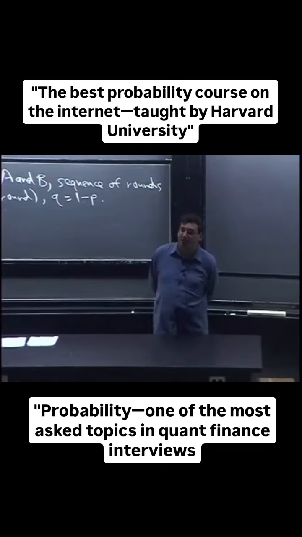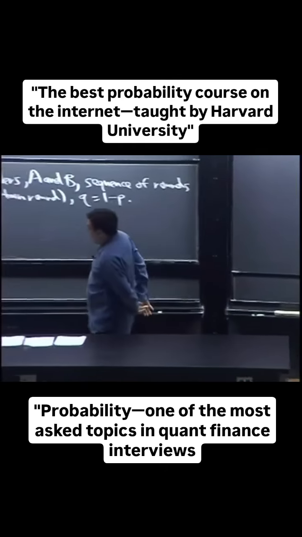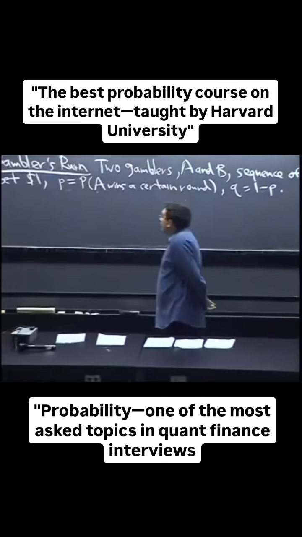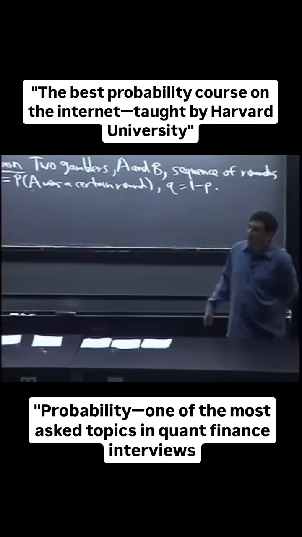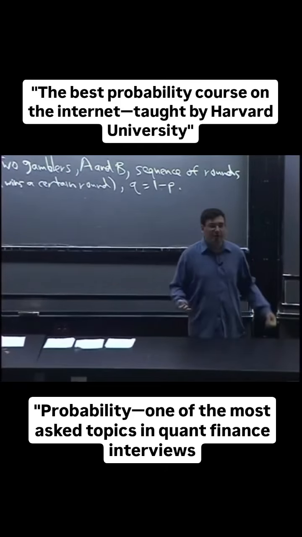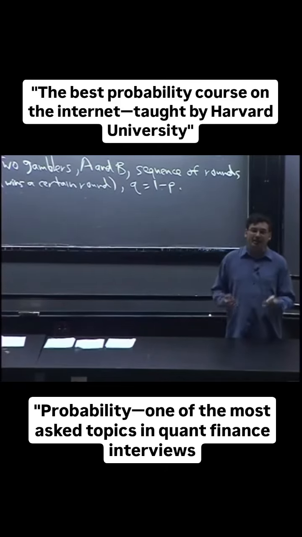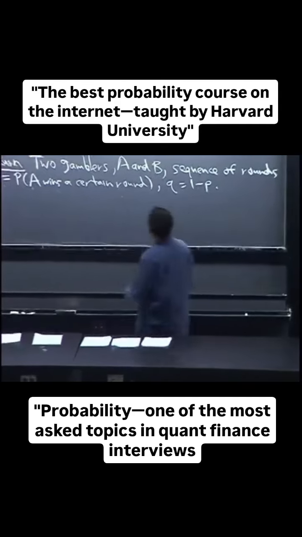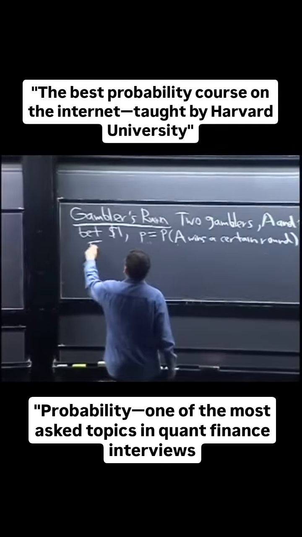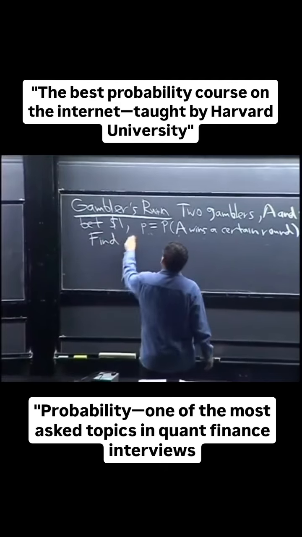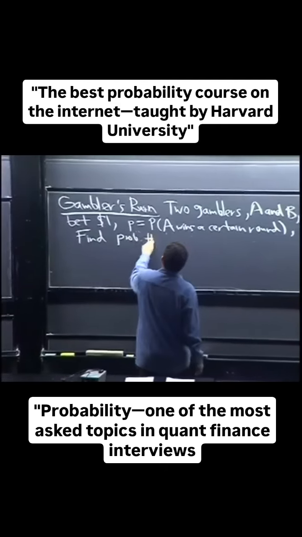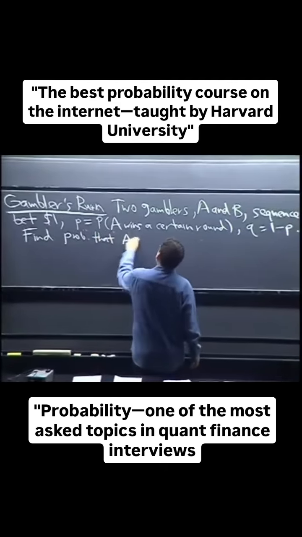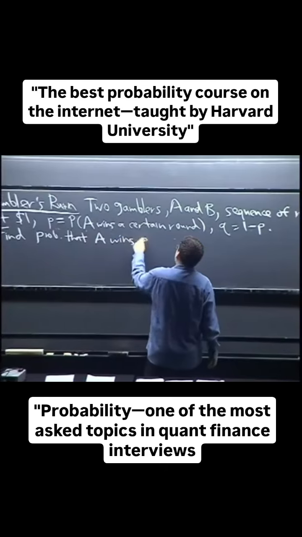Okay, so that's the setup. And the problem is to find what's the probability that A wins the entire game. That is, that A wins all the money and B goes bankrupt. Okay? So that's the problem. So find the probability that A wins the entire game.